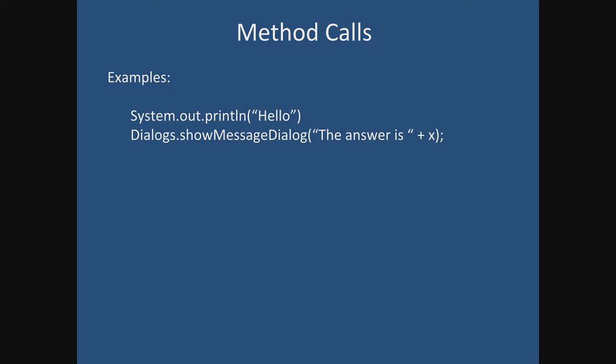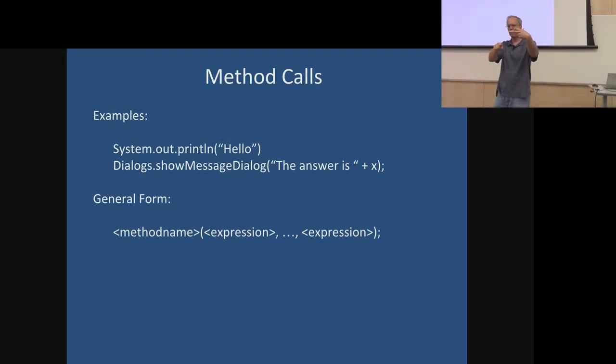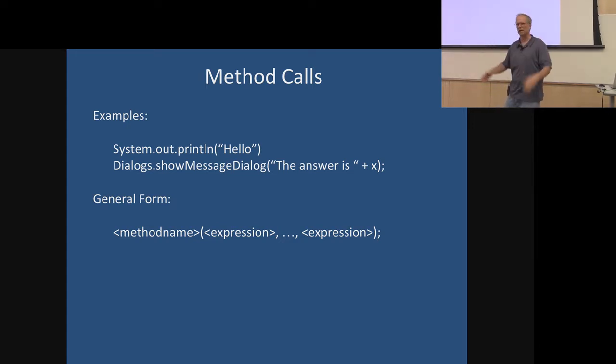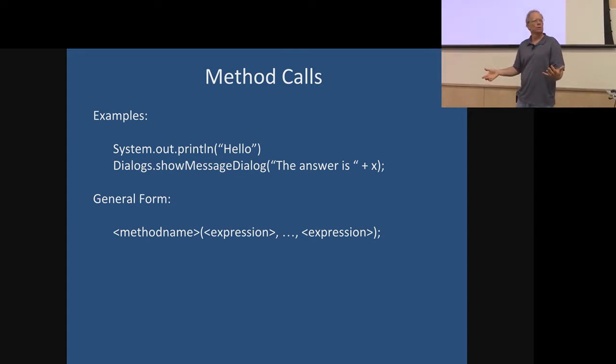So what's the general form of a method call? Yeah. So the general form is a method name. We'll see the method name can either be the name of the method as in showMessageDialog, but more often it's got to be the class followed by a dot, followed by the name of the method in that class. Just to disambiguate. Of course, you could have showMessageDialog in multiple classes. You say which class provides the method you want to call. Then in parentheses, you have expressions separated by commas.